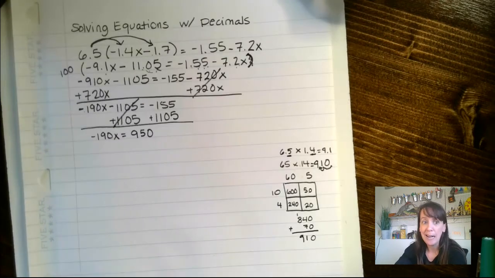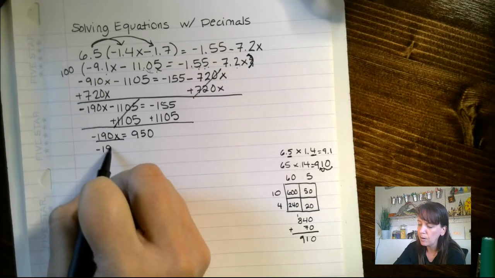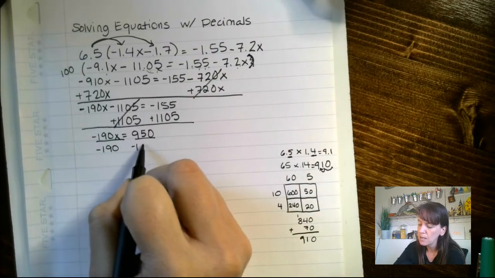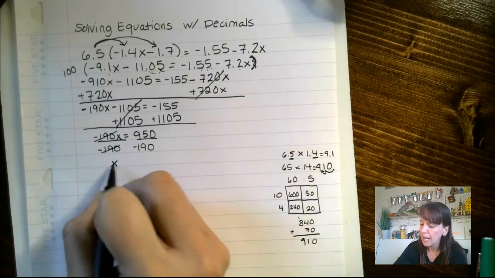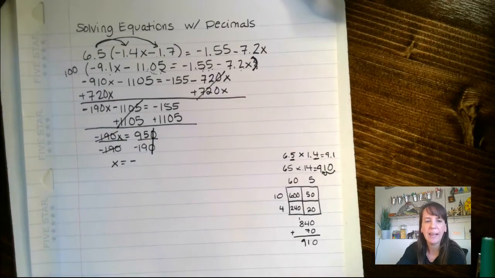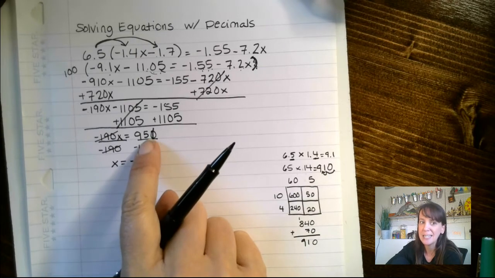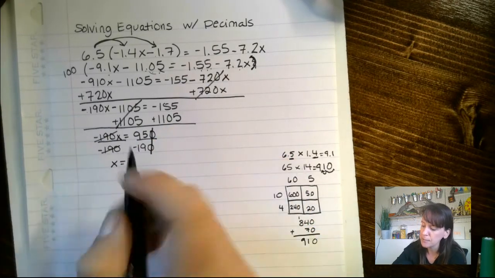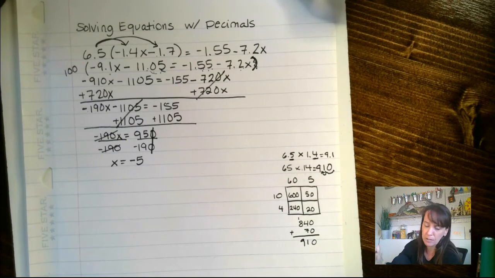All right, so now we get to divide both sides by negative 190. All right, so this goes away, this goes away. I finally have that x all by itself. And now a positive divided by a negative is a negative. I can lop off my zeros if that helps. In this case, you just have to know that 19 goes into 95 5 times. So x equals negative 5. You can use a calculator for that, or just skip counting also works.